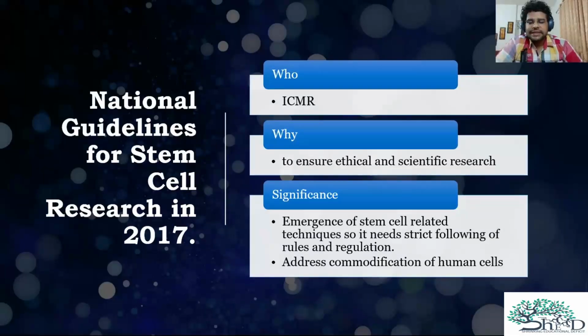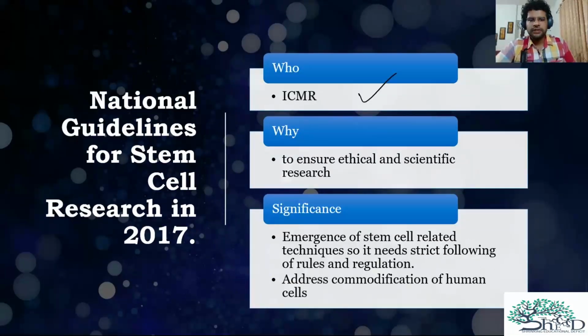Next, we come to the national guidelines for stem cell research. They were published in 2017. So who has released this? The Indian Council of Medical Research. Why? To ensure ethical and scientific research, because these are guidelines. All right. So what is the significance of this? See, the revised guidelines which were issued are in line with the advancement in stem cell research. Stem cell research has gone very far, it's progressing very quickly. So these guidelines that were issued were revised guidelines.